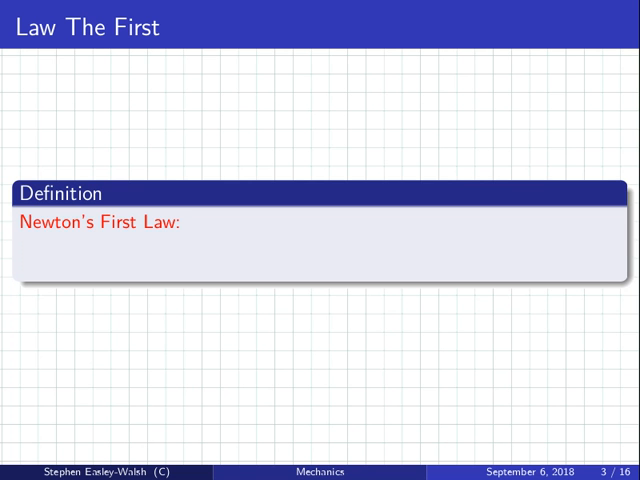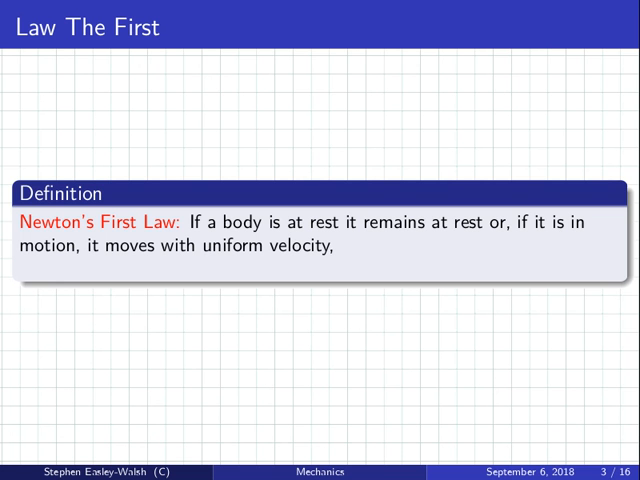Newton's first law says that if a body or an object is at rest, it will remain at rest, or if it is in motion, it moves with uniform velocity until it's acted on by a force. Let me explain it. If this is at rest, it will stay at rest until a force is applied. If this is in uniform motion, it will stay in uniform motion until a force is applied. That's Newton's first law. You can write it down now. And they love asking about Newton's laws on the exam.